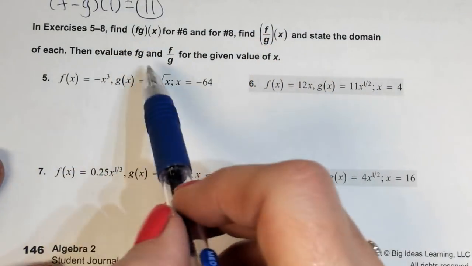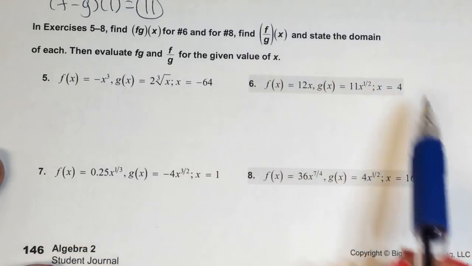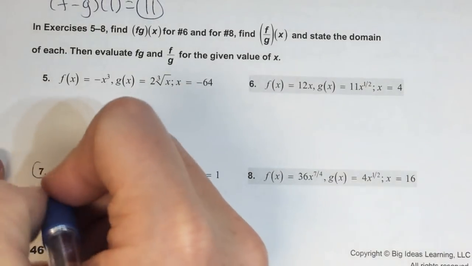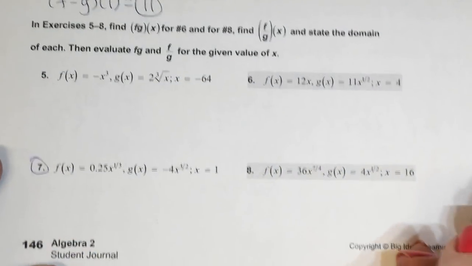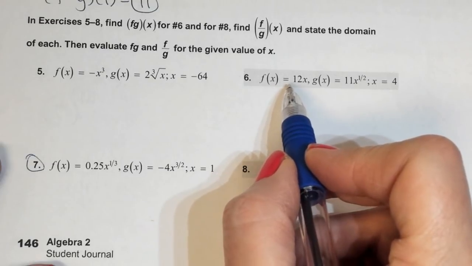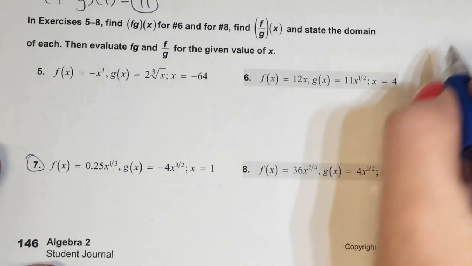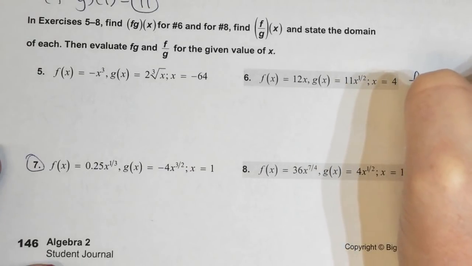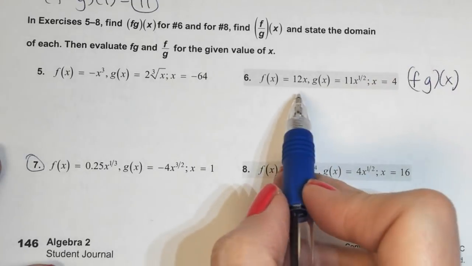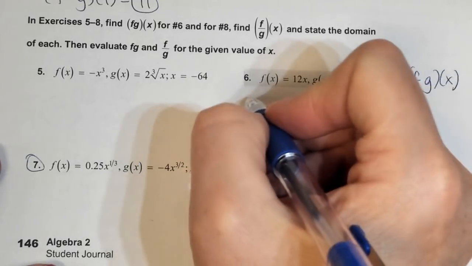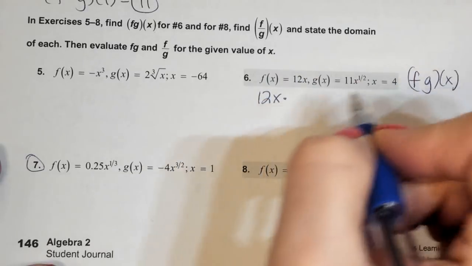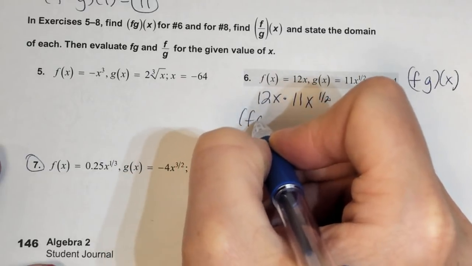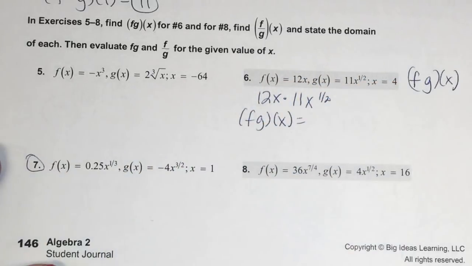All right, the directions say in 5 through 8, find fg of x and f divided by g of x and state the domain and then to evaluate. We're not going to do all of these. We're just going to do, let's do 7 as well. People have trouble with that. Let's do 6, 7, and 8. Okay, for number 6, we're going to do multiplication. Okay, so if I multiply these two, I'm going to do 12x times 11x to the 1/2. So I'm doing fg of x. That's what that means, multiplication.